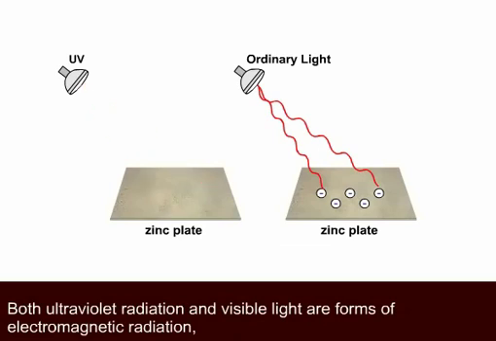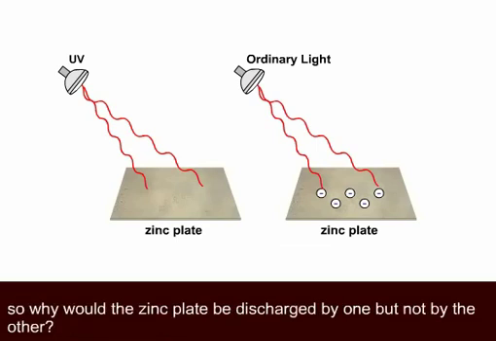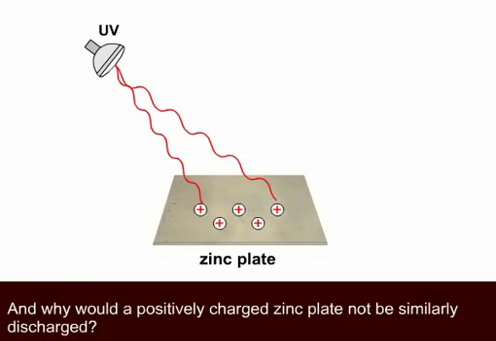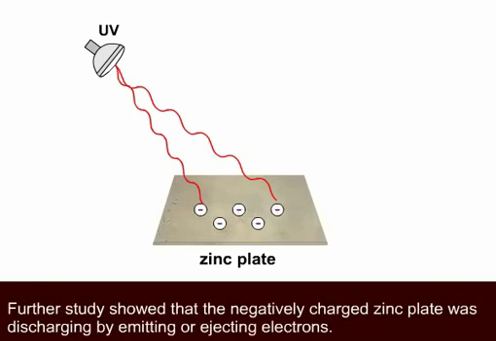Both ultraviolet radiation and visible light are forms of electromagnetic radiation. So why would the zinc plate be discharged by one but not by the other? And why would a positively charged zinc plate not be similarly discharged? Further study showed that the negatively charged zinc plate was discharging by emitting or ejecting electrons.